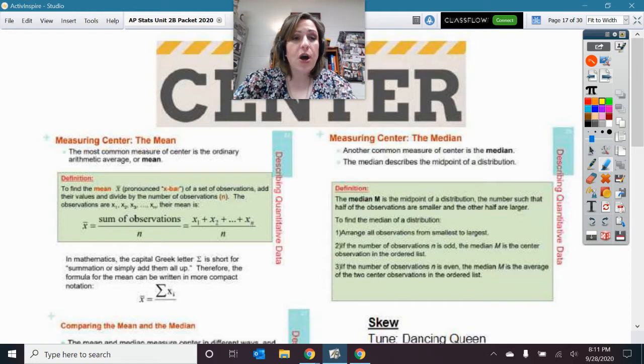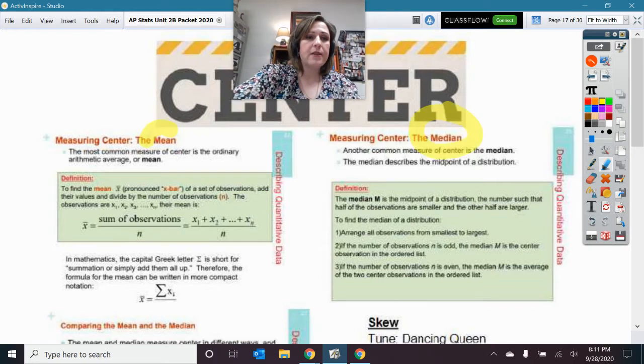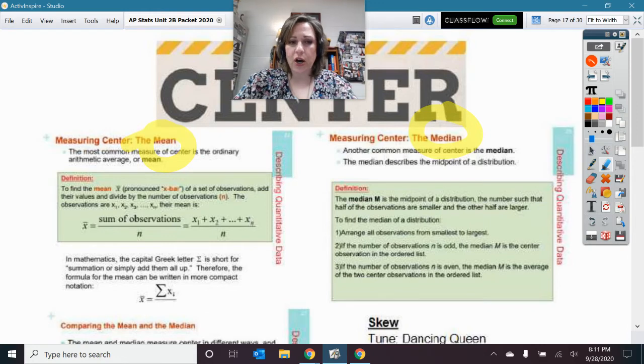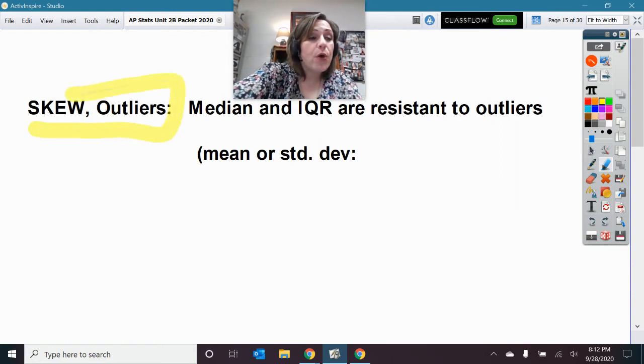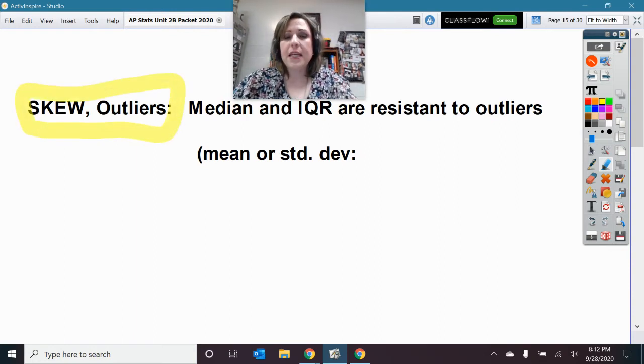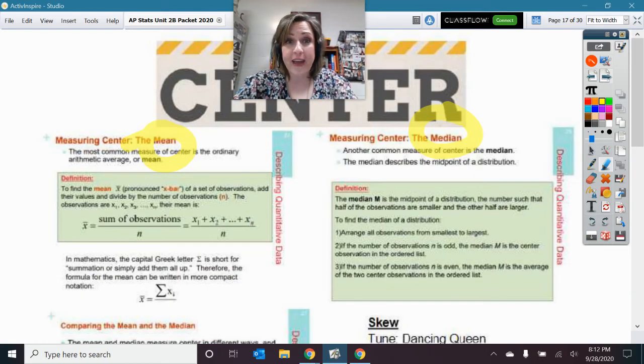Our measures of center are either the median or the mean. And we know what those things are. The key is, when are we going to use one versus the other? And that's what I was just mentioning, that if we have skew or we have outliers, then our data will be best represented by a center and spread that is resistant, not affected by outliers. So if we have skew or outliers, then we're going to describe the distribution with median and IQR.